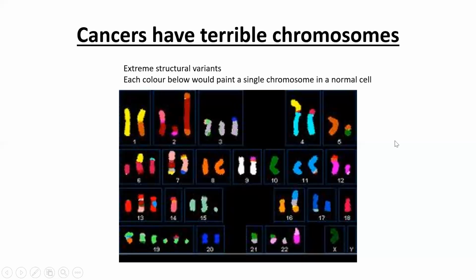If you are interested in how people get these images, you need to Google for FISH, not the animal, but fluorescent in situ hybridization. That's the technology.